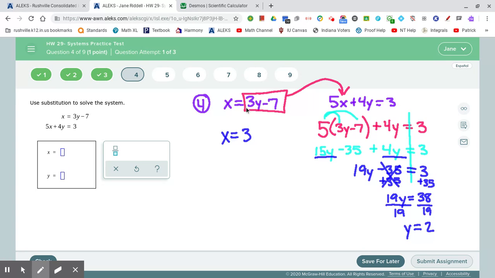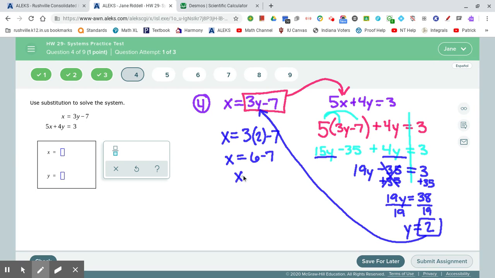So I'm going to rewrite the equation, but instead of writing y, we know that y is the same thing as 2. So what I'm going to do is replace y with a 2. And then I still have a minus 7. So this is going to give me x is equal to 3 times 2 is 6, and then minus the 7. Again, please use a calculator to help you with that basic arithmetic, but it gives me that x is equal to negative 1.